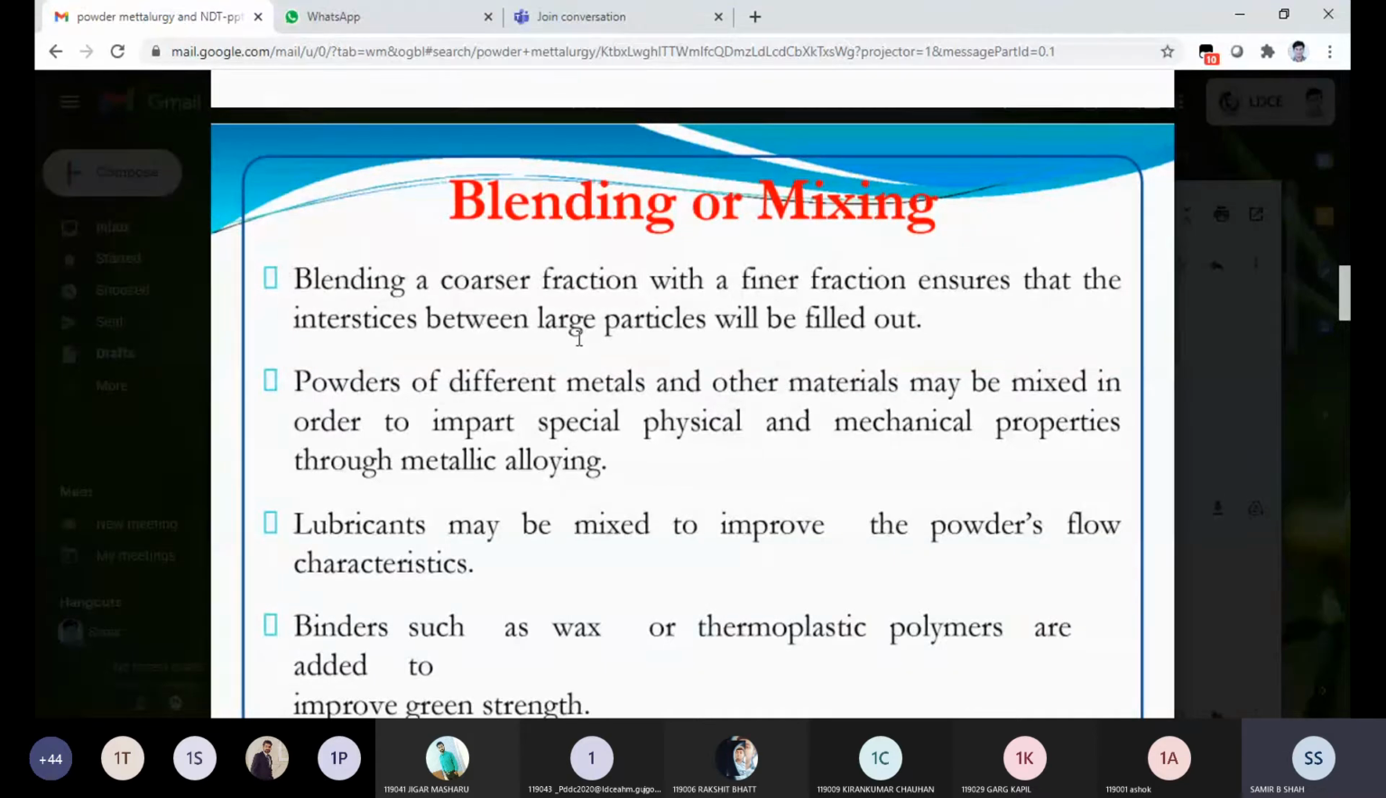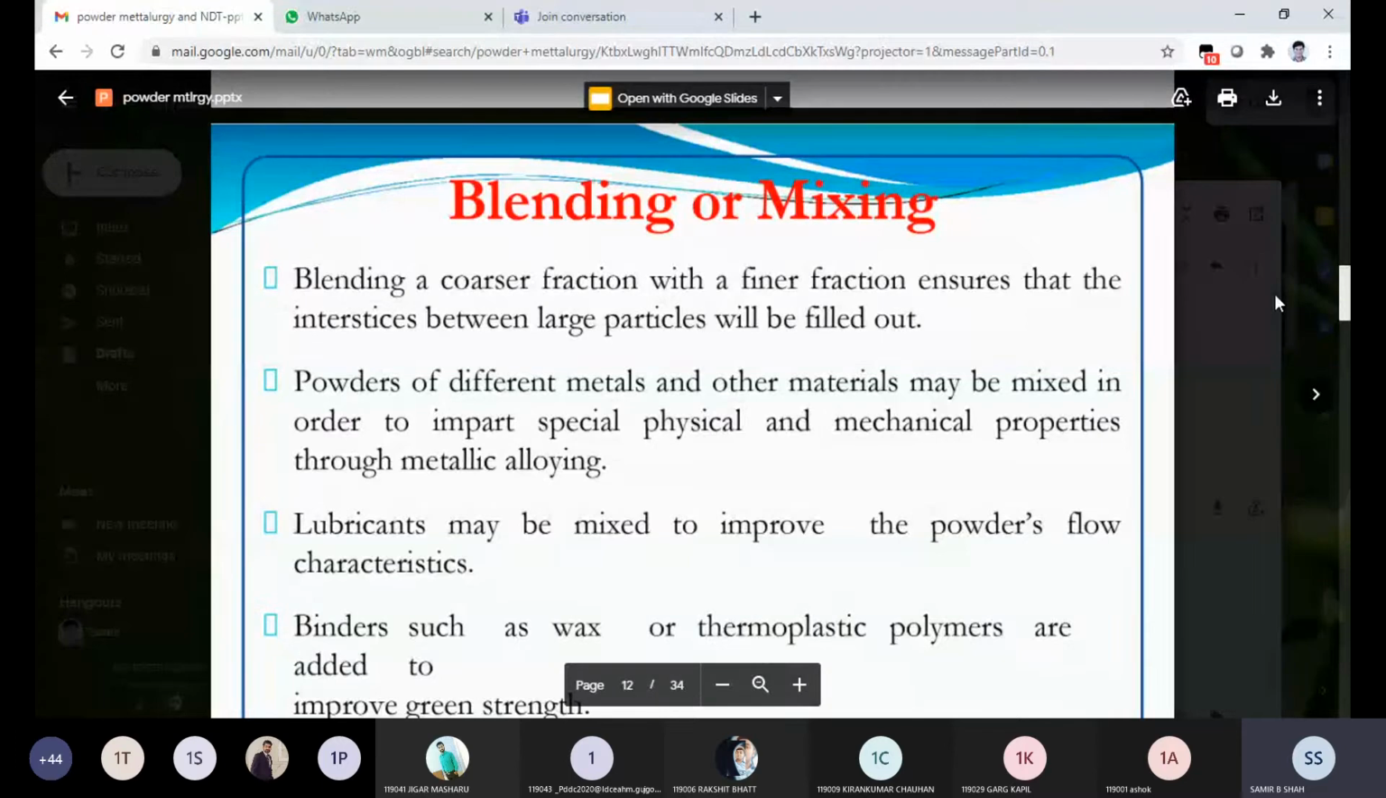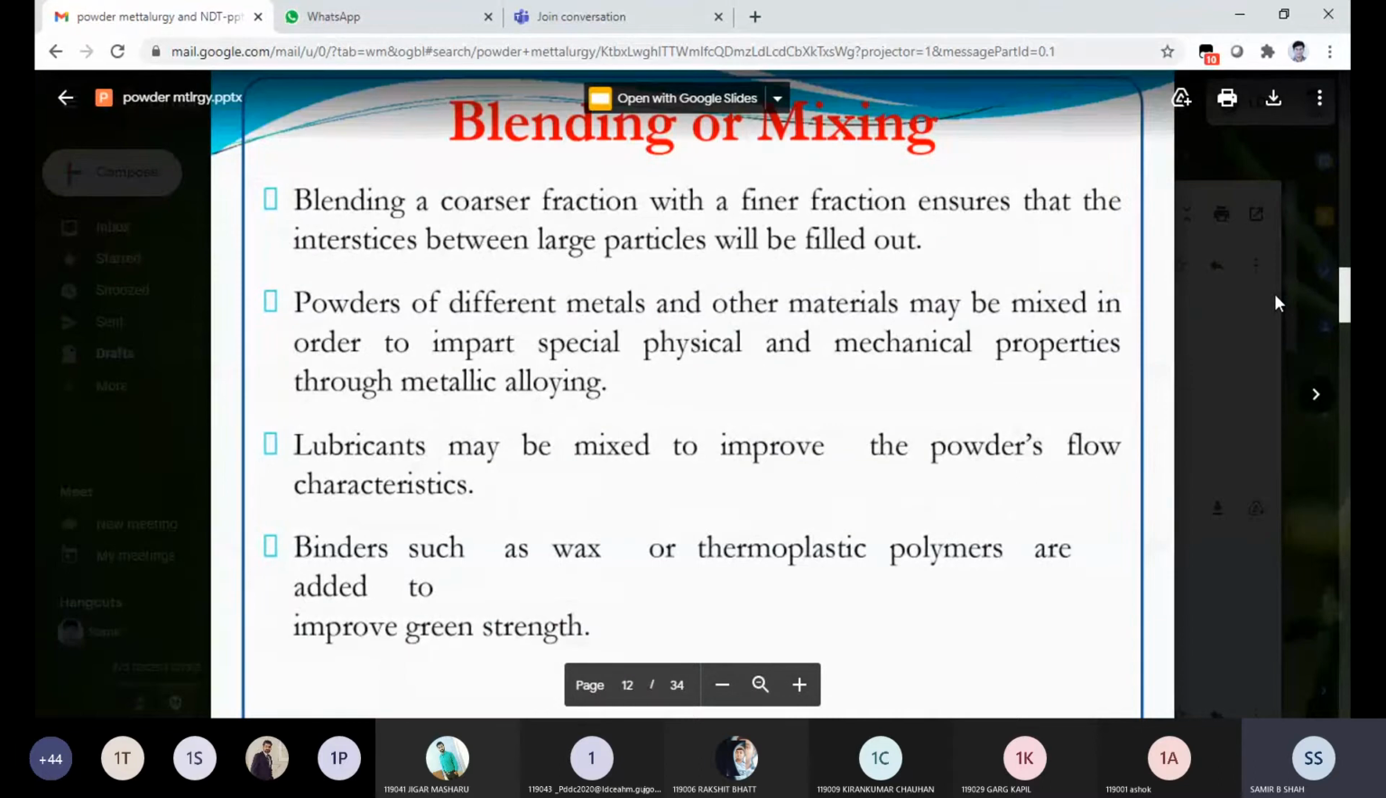Every time it is not necessary that we have to use a lubricant to produce the powder, but sometimes it may be necessary, and we can prefer to use a lubricant for better flow of the different kinds of small particles. If there is a good lubricant, then it may not require that much time for the particles to go near, and we definitely reduce some porosity. So the lubricant also plays a good part when we start to do the blending or mixing. Binders such as wax or a thermoplastic polymer are added to improve the green strength.